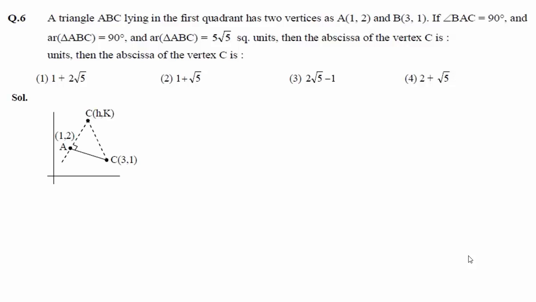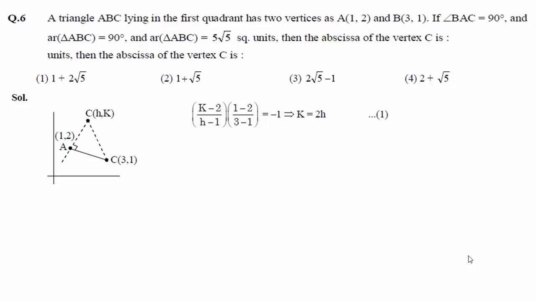This is a given. Triangle ABC is in the first quadrant. A is at (1, 2), B is at (3, 1), and suppose the coordinates of C are (h, k). Angle A is 90 degrees, it is given.